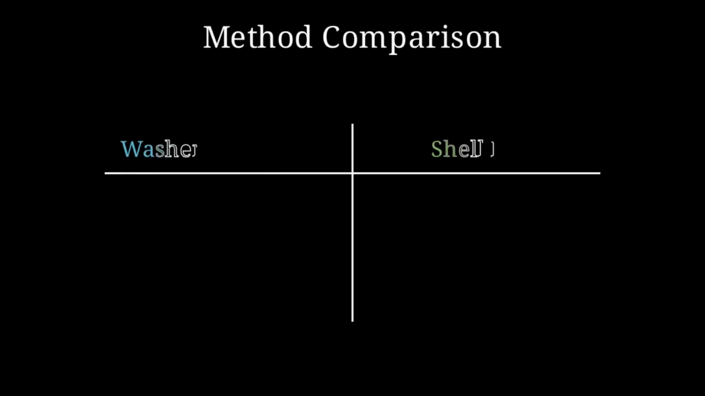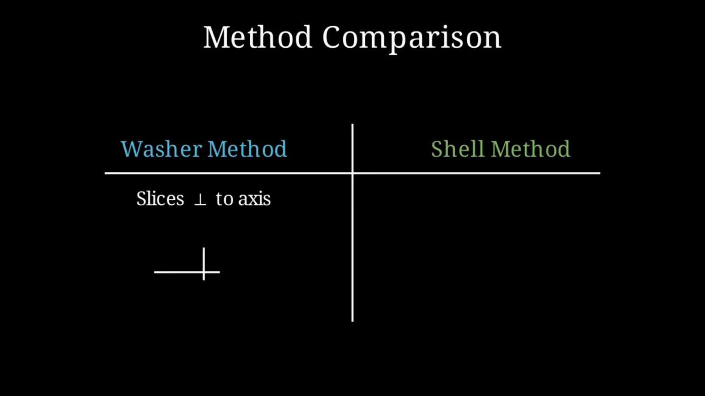The most important rule to remember is the orientation of your representative rectangle. In the washer method, the rectangle is perpendicular to the axis of rotation. In the shell method, the rectangle is parallel to the axis of rotation. This distinction determines whether you integrate with respect to x or y.